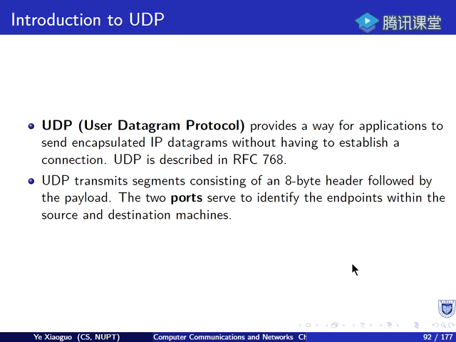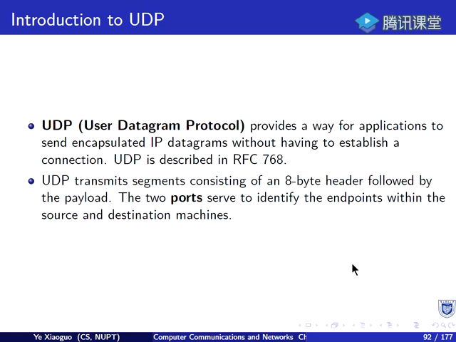The first protocol is UDP. UDP means User Datagram Protocol. It provides a way for applications to send encapsulated IP datagrams without having to establish a connection. So UDP provides a connectionless service. UDP is described in the Internet Standard RFC 768. UDP transmits segments consisting of an 8-byte header followed by the payload.